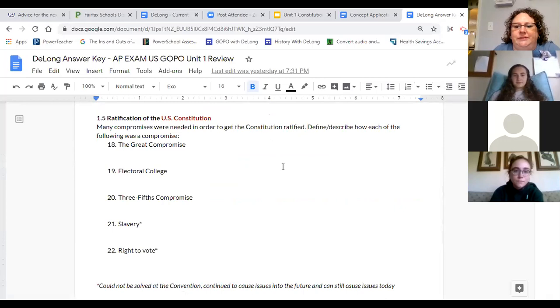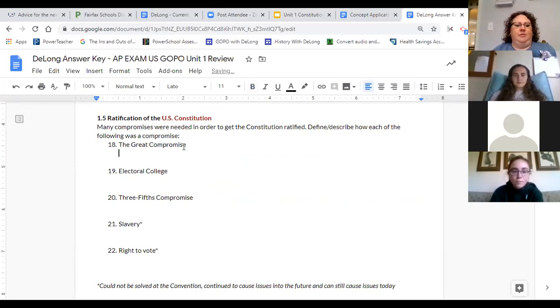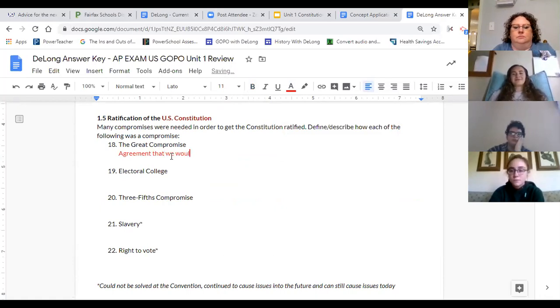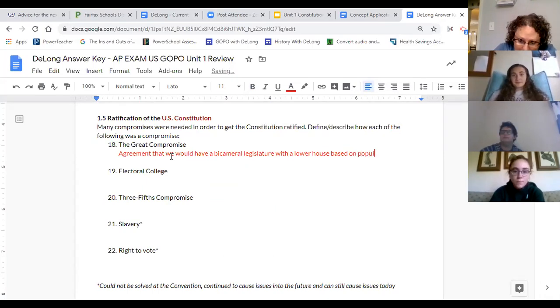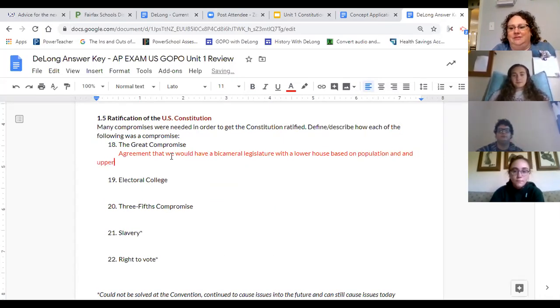So let's go over some of the questions as we're talking about the Constitution, and then we will get into a little more meat of the content. All right, guys. Great compromise. Who wants to take it? We would have a bicameral legislature with a lower house based on population and an upper house with equal representation. How many for every state?